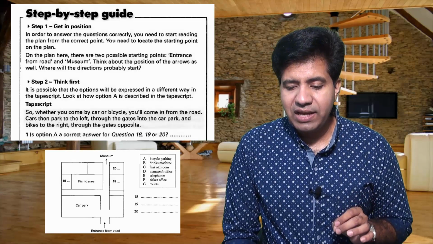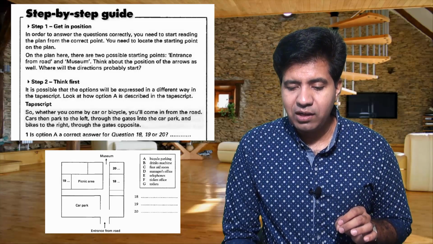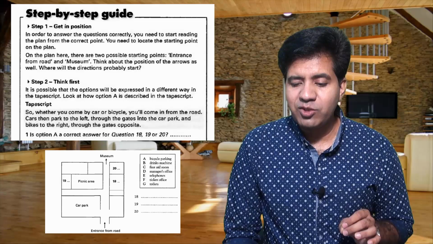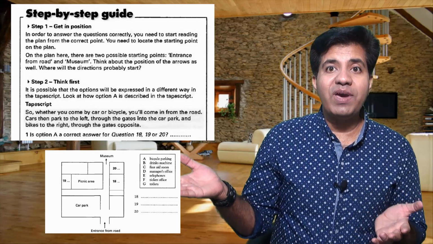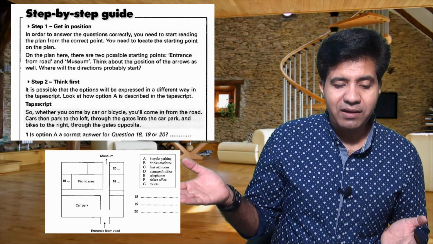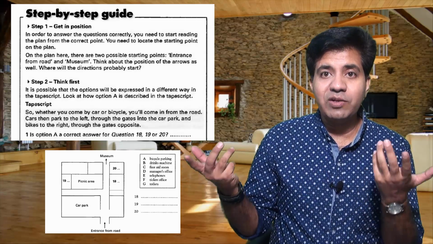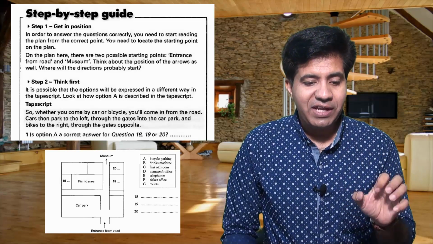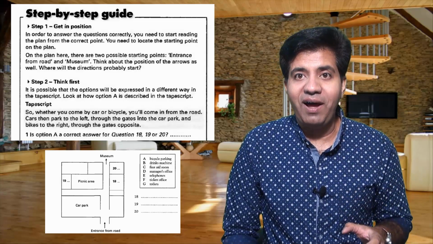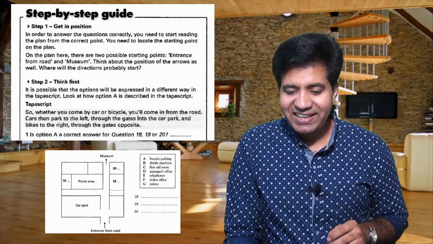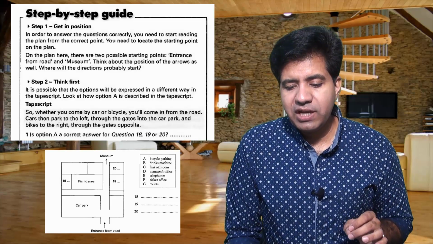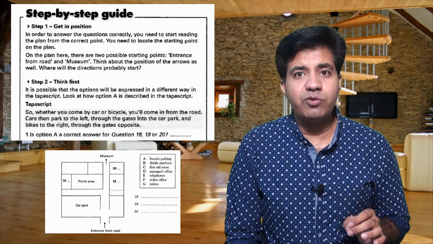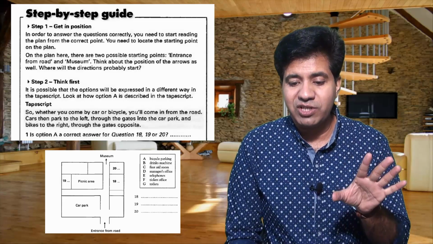Cars then park to the left through the gates into the car park, and bikes to the right through the gates opposite. But there is no question. Although it's bicycle parking opposite the car park, there is no question, so you don't need to write anything at all there. It's not that in the blank you write bicycle parking, okay? Is option A a correct answer for questions 18, 19 or 20? Not at all. There is no question about it, right?